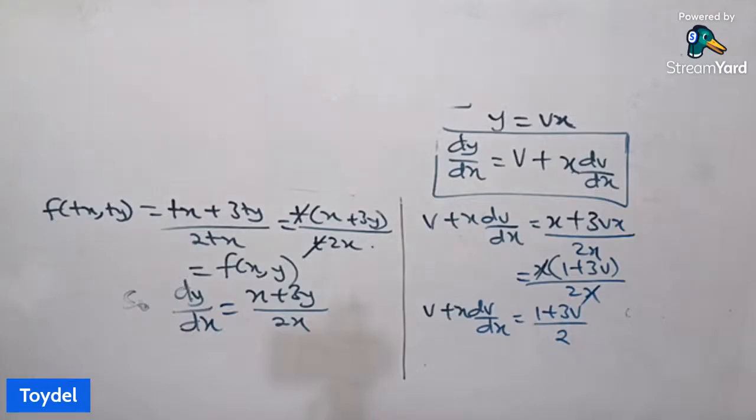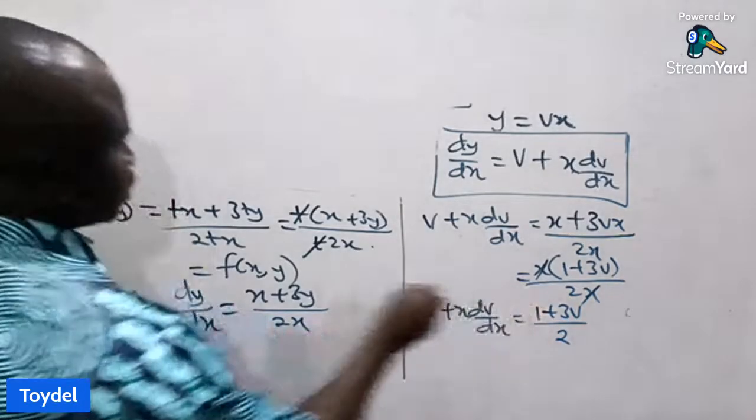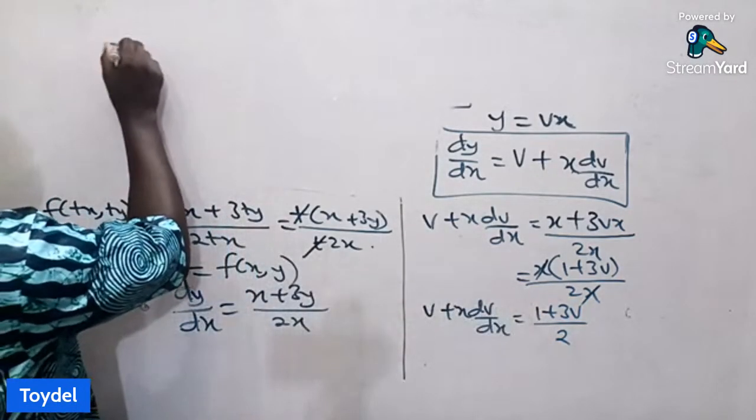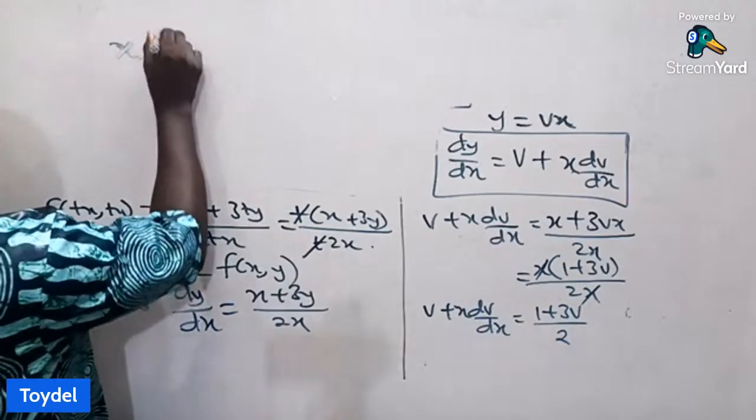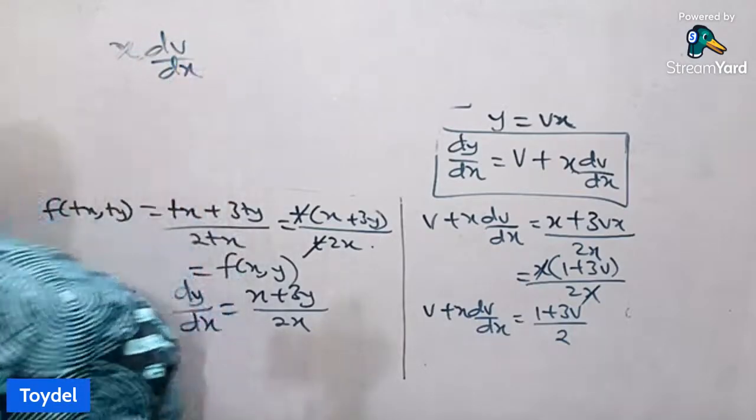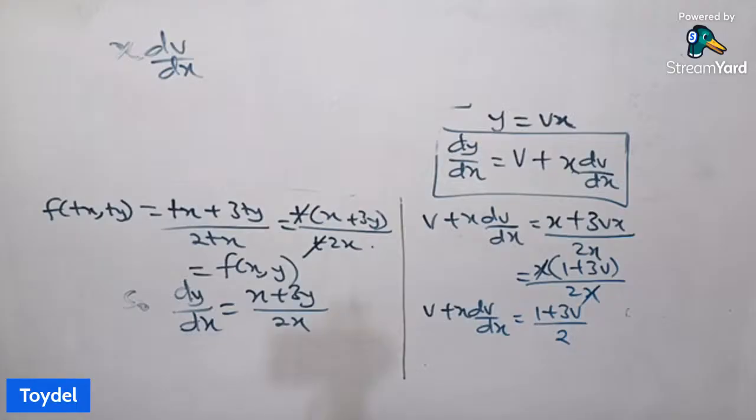Then from there, I can take v to the other side, so that I have x dv dx. I have x dv dx. Let me change the marker.